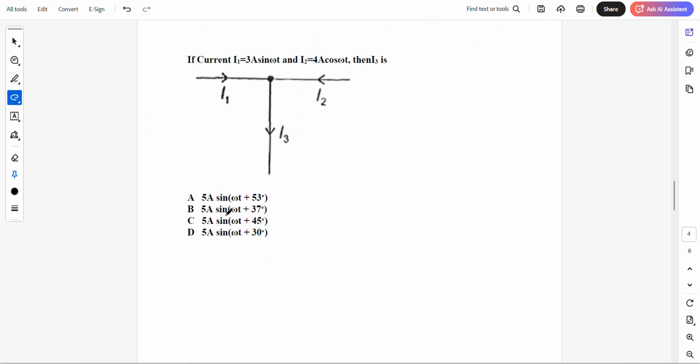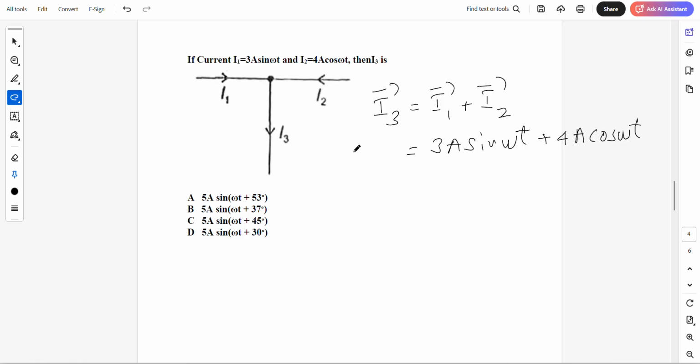Let us see the next sum. Now here in this one, current I1 is given, I2 is given, you have to calculate I3. What is I3? By using Kirchhoff's current law, I3 is equal to I1 plus I2. Right? These are the vectors that we are adding. What is I1? 3A sine omega t, plus 4A cos omega t. You have to add these two vectors.